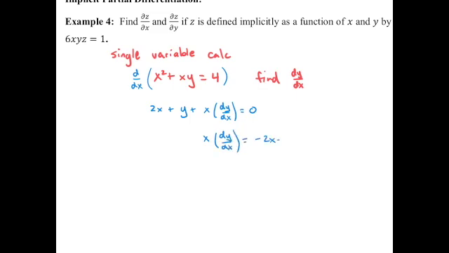So we have negative x minus y, and then we would just simply divide by x. And we would get our slope as an implicit equation and finding the derivative of that. What we're going to do with partial derivatives is really similar to that.